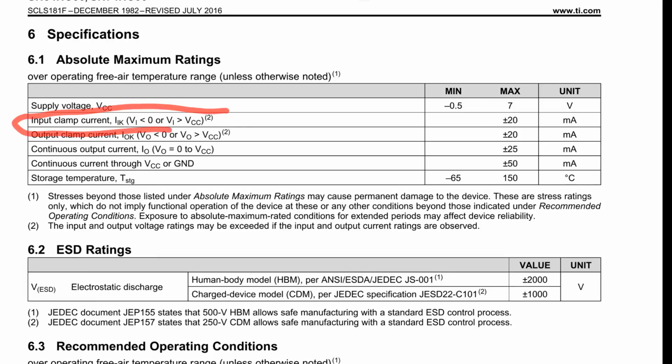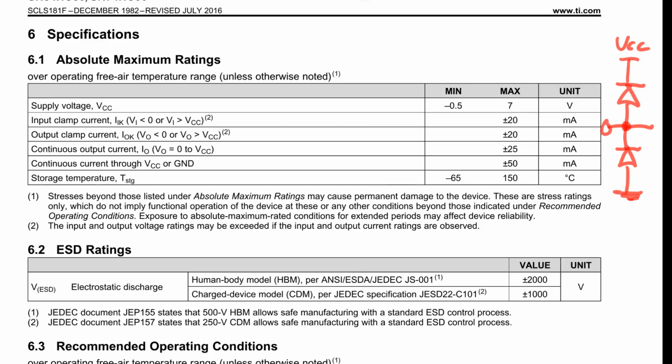Okay, let's have a look at this input clamp current here, and it's plus minus 20 milliamps. Now, if you have a look at the conditions under which it's valid, VI, which is input, is less than 0, or VI is greater than VCC. That means the input is less than 0 or greater than the supply rail. And that's important because inside, let's have a look what's inside this data sheet. Actually it doesn't have it, otherwise I'd show you the diagram. But basically this is the VCC pin. This is the input pin. So that's our input pin, and then that goes off to our internal circuitry. They've got these internal clamp diodes here, and that's what they're talking about, the clamping current.